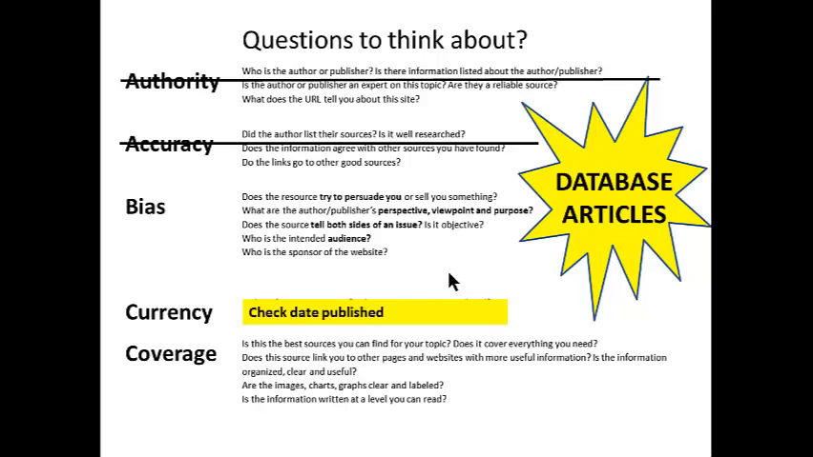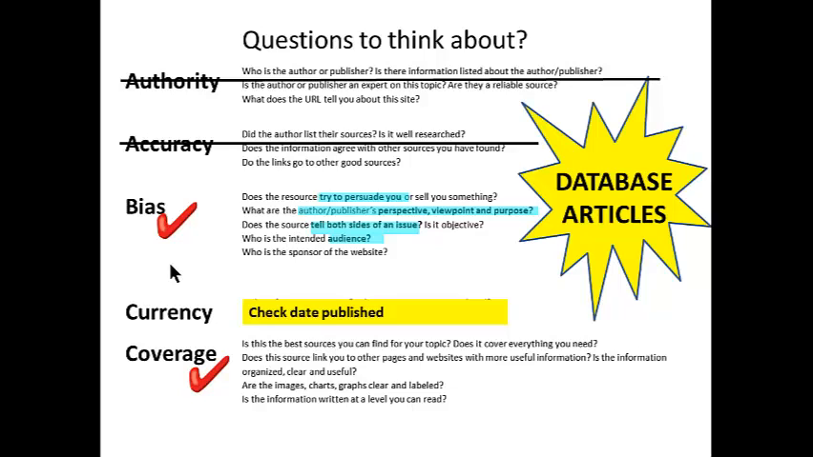It's very easy to see when it was published so that you know the information is current. So the two areas that you're most concerned with is bias. Is the author trying to persuade you or trying to get you to believe something? Do they have a specific viewpoint? Are they telling both sides of the issue? And who is the intended audience? So that is very important when choosing database articles.